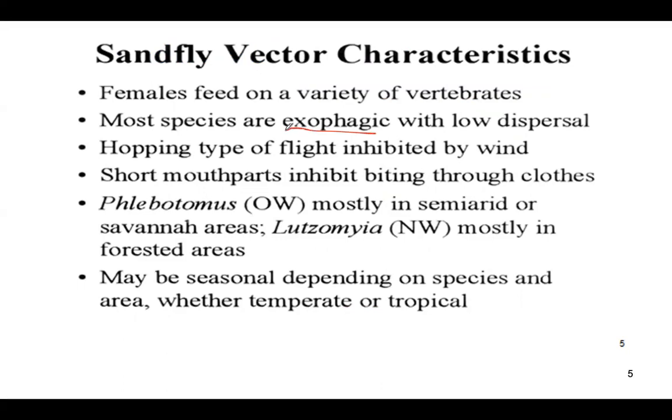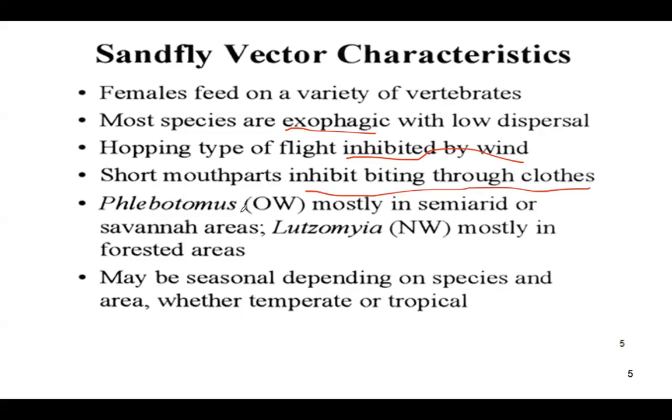They have low dispersal, with a hopping type of flight inhibited by the wind, meaning they cannot fly a long distance at once. So they will be hopping from one flight to another, and they could hop for a short distance between 30 centimeters to 100 meters, but overall, in a night they can go all the way up to 2 kilometers, though they fly in short instances. And the mouth parts are so convoluted that they sometimes inhibit them from biting through clothes.